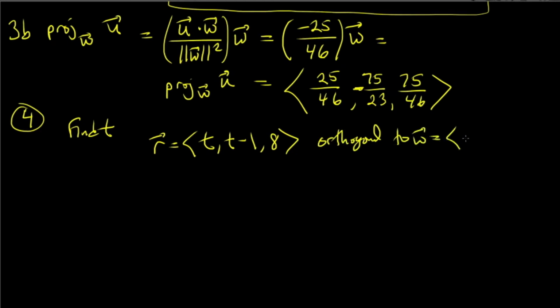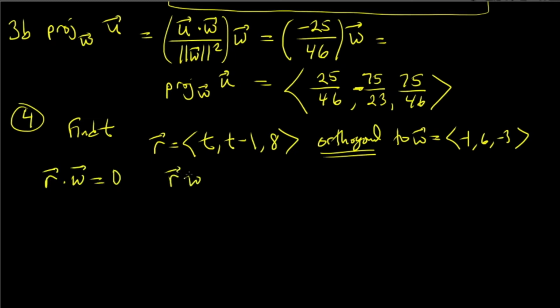And as a reminder, w is just negative 1, 6, negative 3. So it's really just testing you. Do you know what orthogonal means? Two vectors are orthogonal if their dot product is 0. So take the dot product.